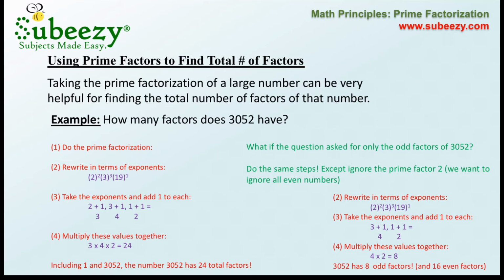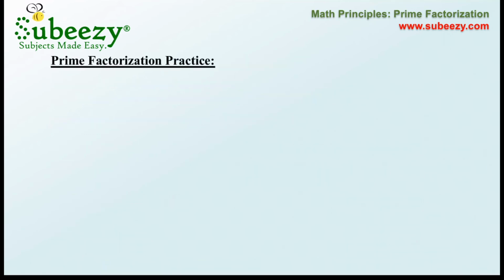And if they asked you not for the odd factors, but for the even factors, then find the number of odd factors like we just did and subtract it from the total. There were a total of 24 factors. We found that there are 8 odd factors, so 24 minus 8 is 16. Let's do some more prime factorization practice.